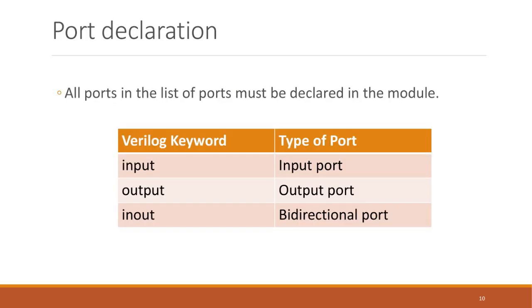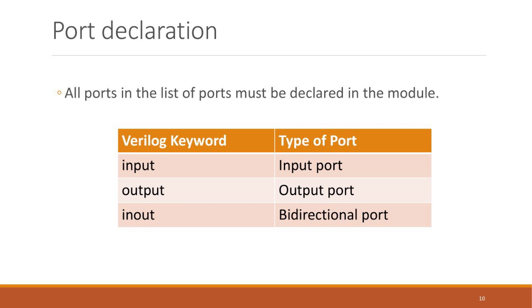So we saw that inside the module internals, the first thing you need to do is declare the ports as inputs or outputs. Here you can see different ways you can declare a port. You can declare a port as input, output, or bidirectional. As we have already seen earlier, we can use the Verilog keyword input to declare a port as input, and the keyword output to declare a port as output.